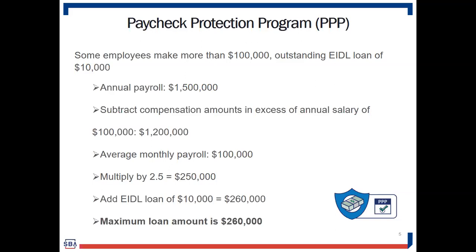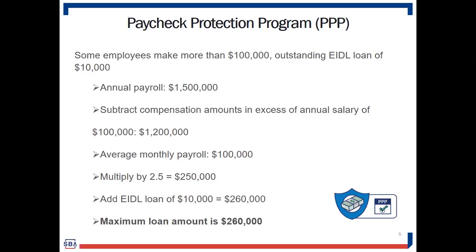We're multiplying it by 2.8 to determine what that 8-week amount is. So the Paycheck Protection Program, the PPP, is set up to cover 8 weeks of salary, and that's the way that we're determining the 8 weeks, multiplying that monthly amount by 2.5. We add the $10,000 from the EIDL loan back in there, which gives us a maximum loan amount then of $260,000. So that, yeah, Matt?